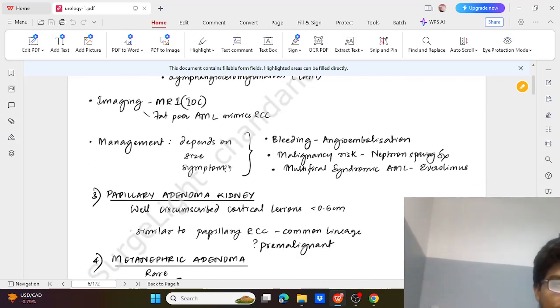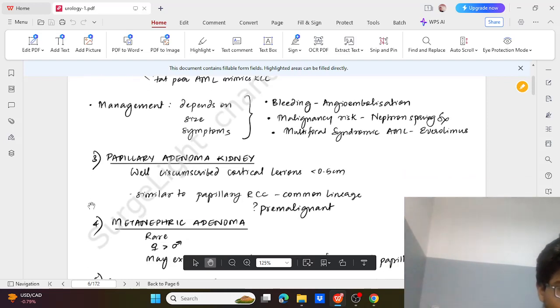Management depends on size and symptoms. In case of bleeding, we can go for angioembolization. If there is chance of malignancy, nephron sparing surgery or nephrectomy. In multifocal syndromic disease, we go for medicine, that is everolimus, which is an mTOR inhibitor.